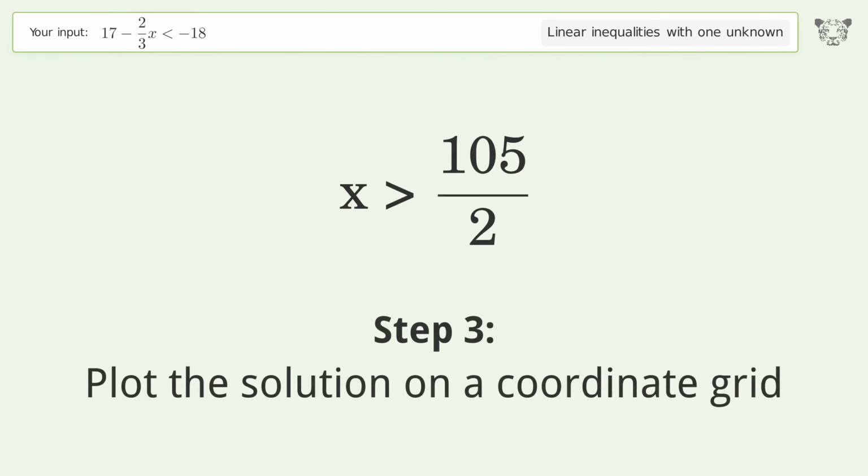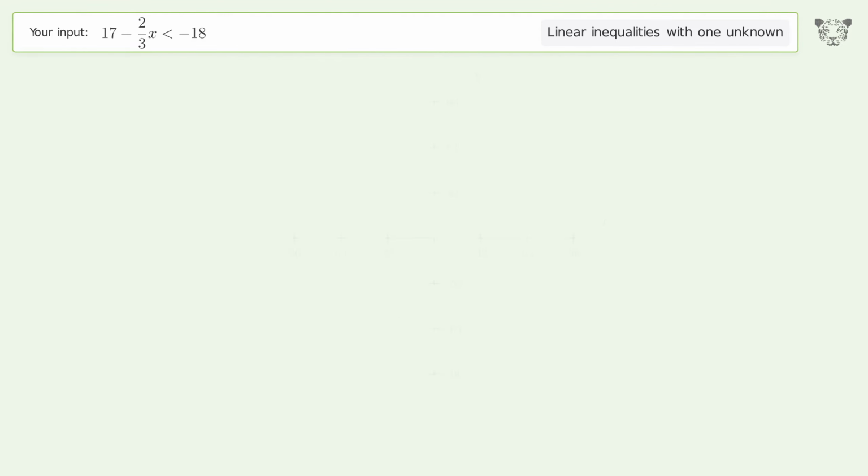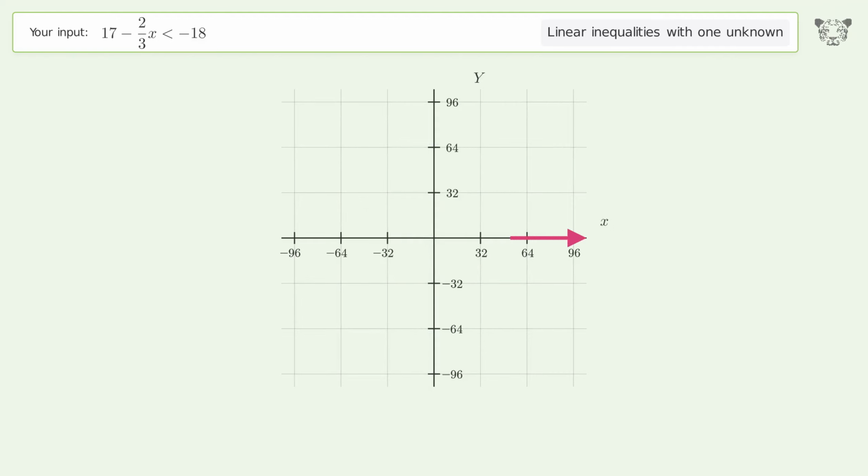Plot the solution on a coordinate grid. And so the final result is x greater than 105 over 2 greater than 521 over 2.